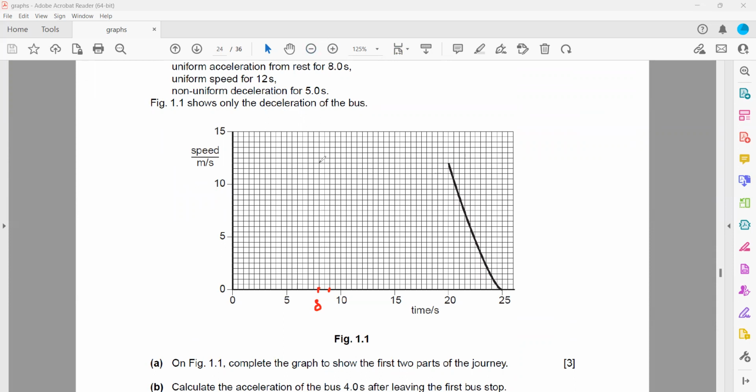Then it moves with a constant speed. The first part is a uniform or constant acceleration, so we draw a straight line. Then a uniform speed or a constant speed. So how do we represent it? This will be a uniform or constant speed.